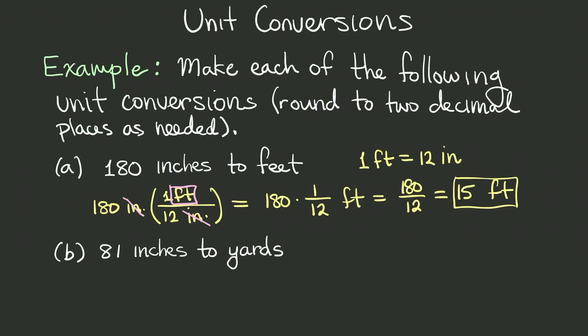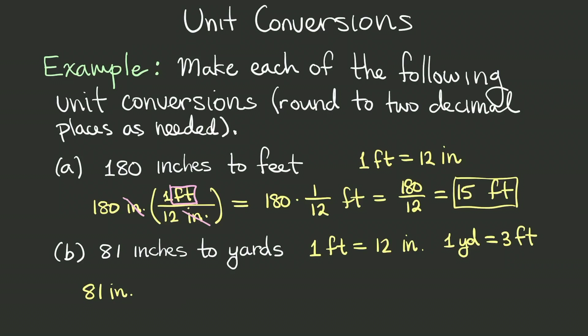Now let's look at the second one. Here we're supposed to convert 81 inches to yards. Well, we know that we have the unit conversion of 1 foot equals 12 inches. But then we also know that 1 yard is equal to 3 feet. So using both of these, we can convert 81 inches to yards.